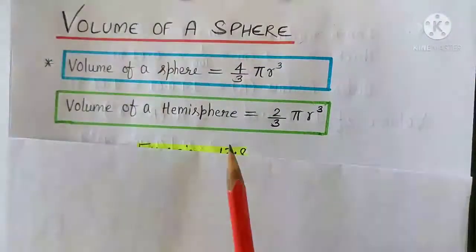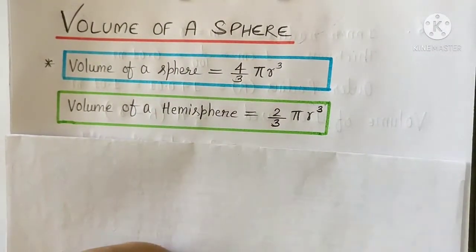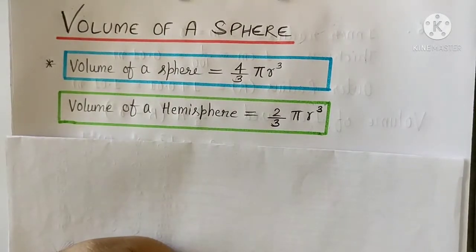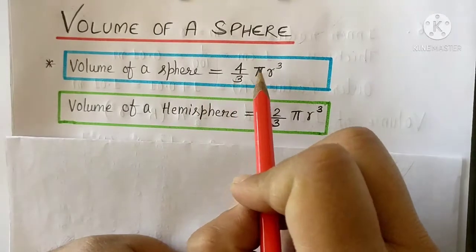But right now we are talking about volume of a sphere, that is, how much capacity there is. What is the capacity of a football, what is the capacity of a volleyball, how many things we can put in that one. That is called volume. So the volume formula is what? Volume of a sphere is 4 upon 3 pi r cube.